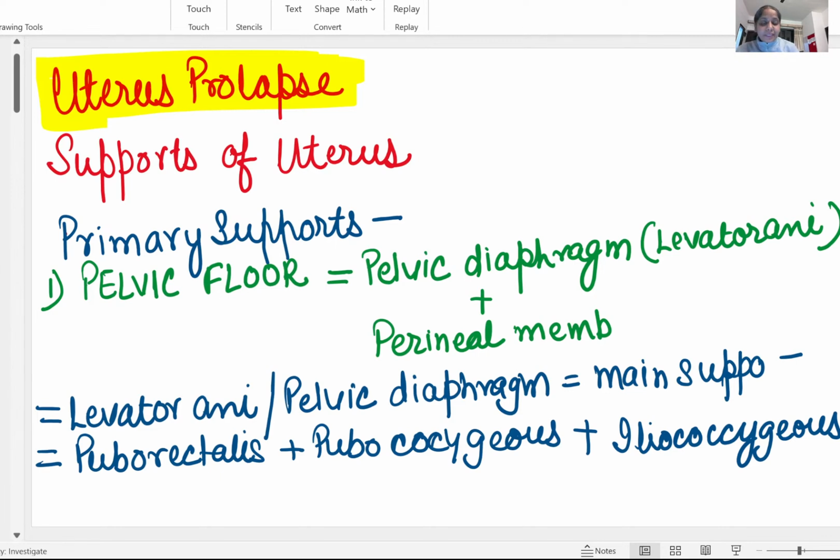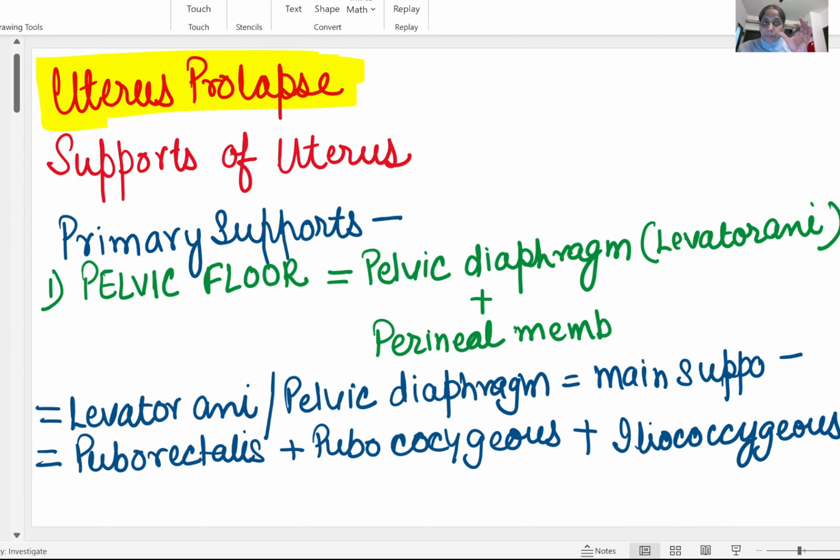Okay, let's start. We will be starting with uterus prolapse. Basically, when the uterus comes down, it is known as uterus prolapse. The normal position of the cervix is at the level of the ischial spine. When the uterus comes down from the ischial spine into the vagina or later, then it is known as prolapse.